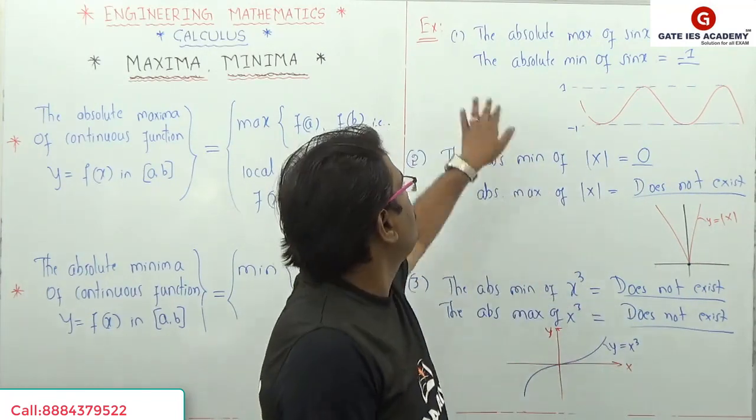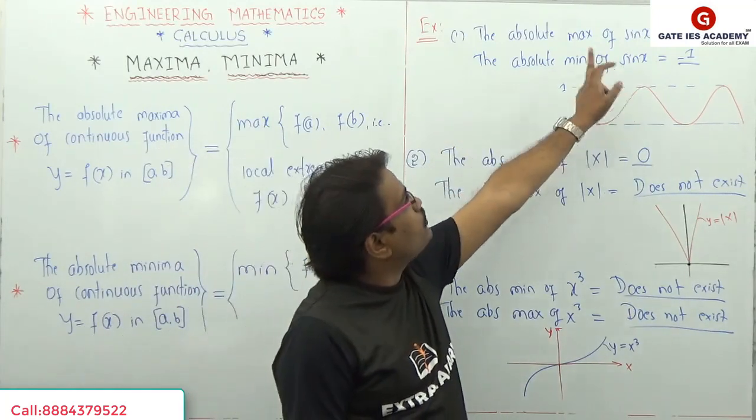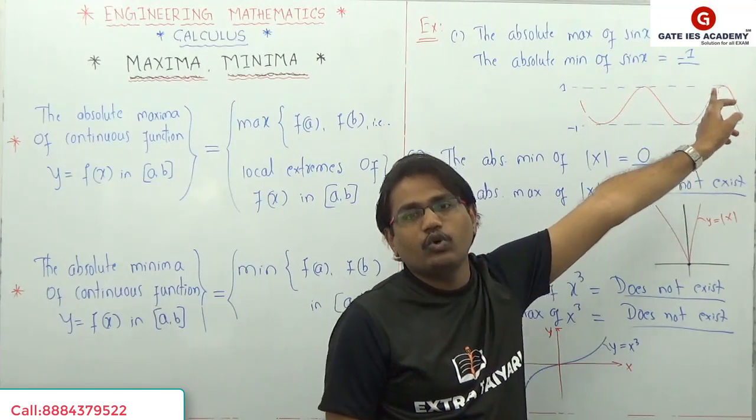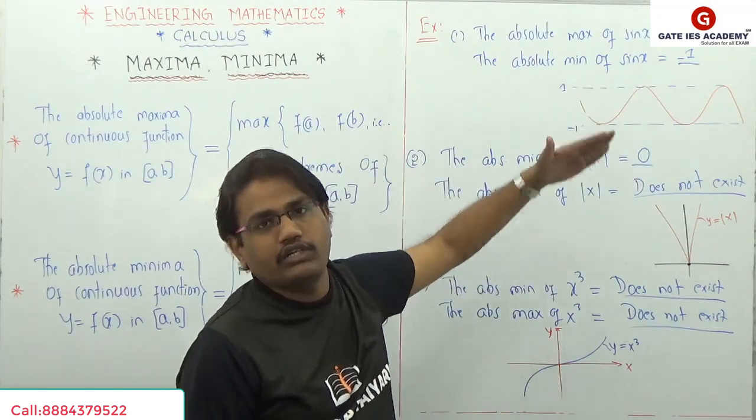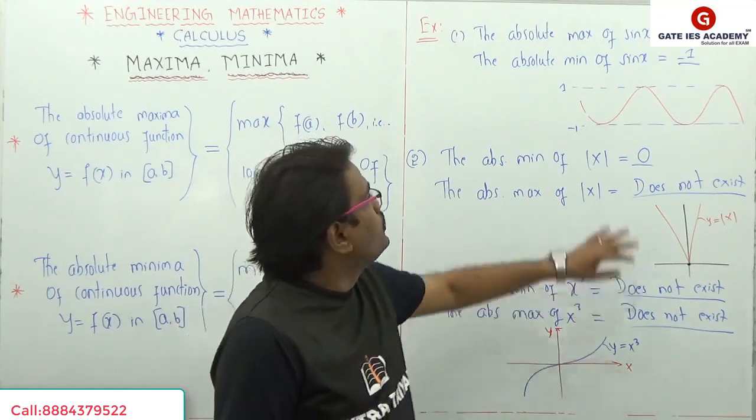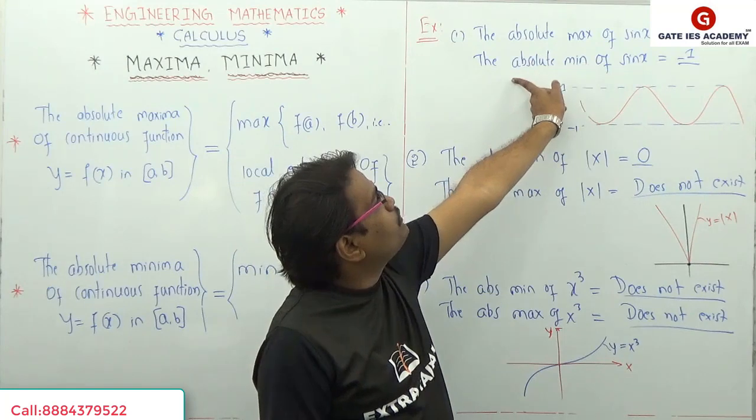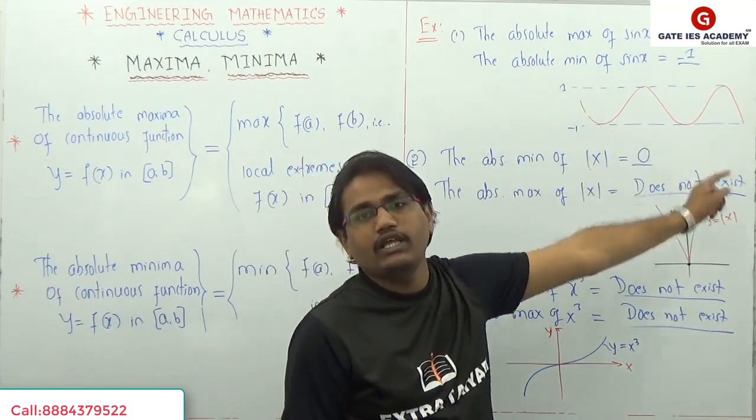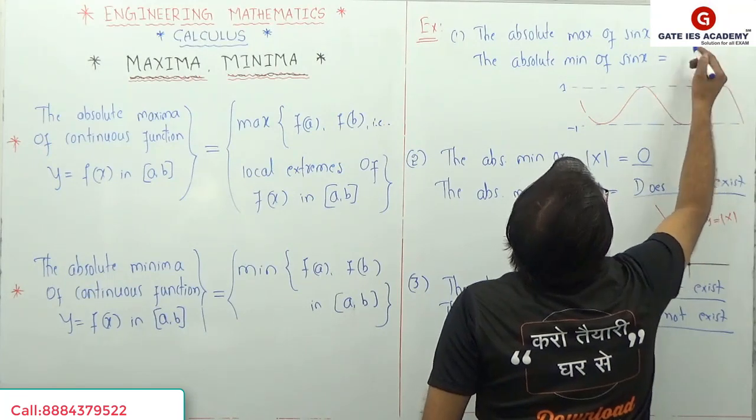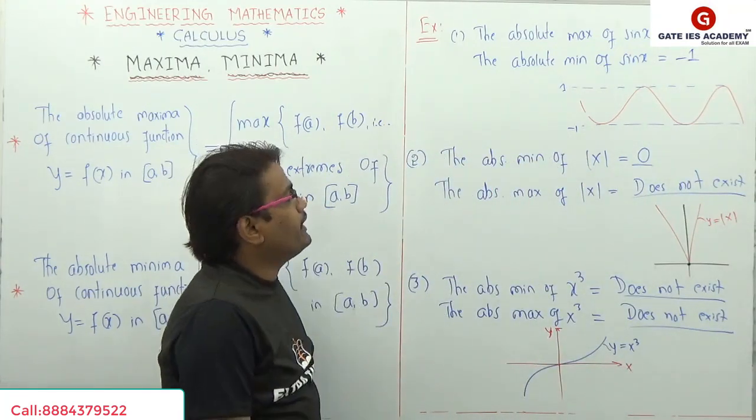For example, let me take the sin x curve. In the sin x curve, what is the absolute maximum value? We know that sin x always fluctuates between plus 1 and minus 1. So what is the absolute maximum of sin x? It is plus 1. Absolute minimum of sin x is minus 1 only. So this is minus 1, right? Absolute minimum of sin x is minus 1.